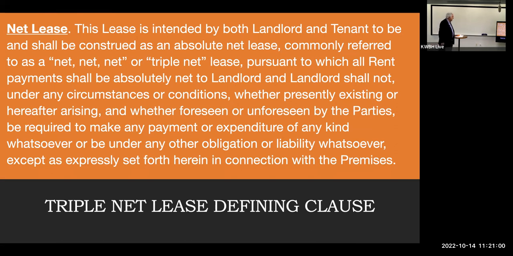It says, this lease is intended by both landlord and tenant to be and shall be construed as an absolute net lease, commonly referred to as a net or triple net lease, pursuant to which all rent payments shall be absolutely net to landlord, and landlord shall not, under any circumstances or conditions, whether presently existing or hereafter arising, and whether foreseen or unforeseen by the party, be required to make any payment or expenditure of any kind whatsoever, or be under any other obligation or liability whatsoever, except as expressly set forth herein in connection with the premises. There is no doubt that it's a net lease.